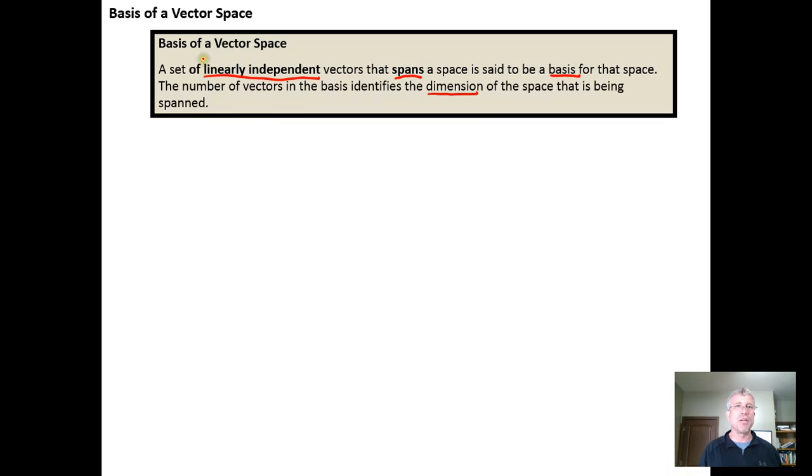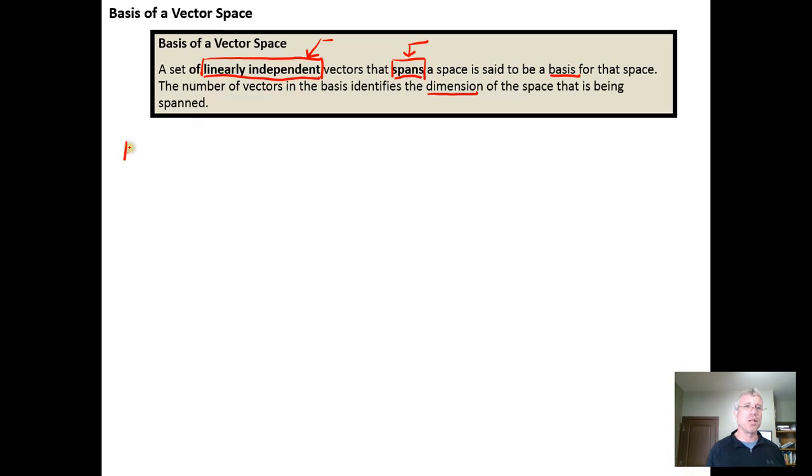So the important thing here is, in the previous videos we've identified what linearly independent is and how to determine whether vectors are linearly independent, and we've defined what it means to span and how to identify whether something spans or not. So given a vector space and a set of vectors, to determine if we have a basis, we need to make sure that they're linearly independent and that they span the space.